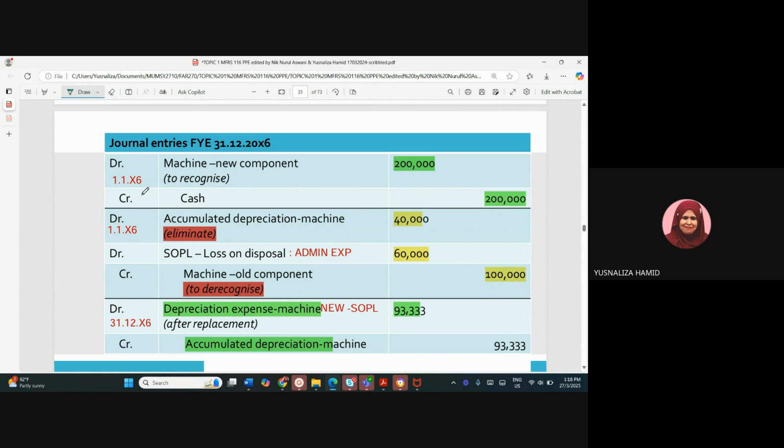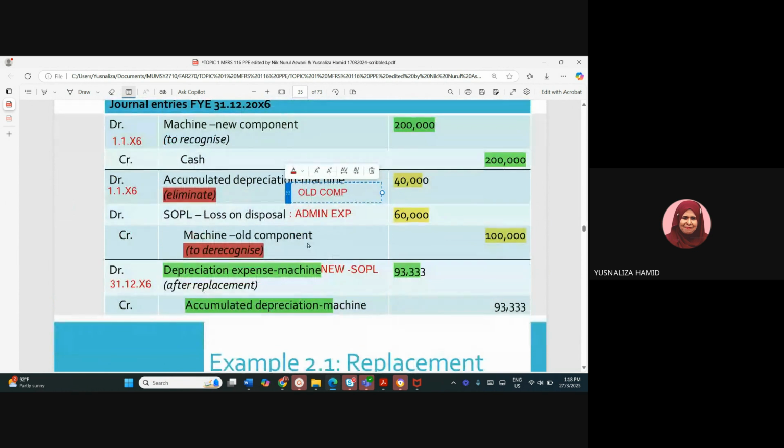So journal entry number one is to recognize the new component. Journal entry number two is to de-recognize the old component together with the accumulated depreciation of that old component, not the machine. I have written there, you can check. You can also screenshot whatever you think you need to add to your notes, and you can use the same highlight if you like, because I use yellow for the old, green for the new, and red for those important things.